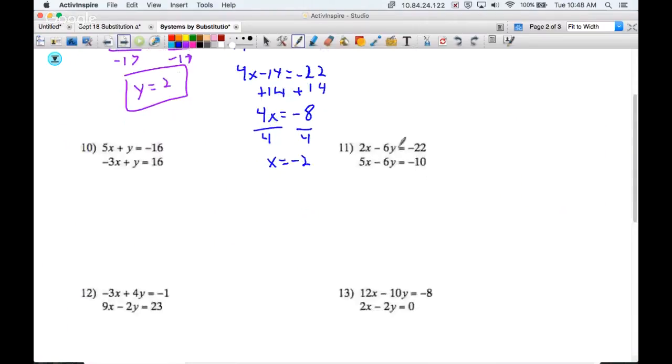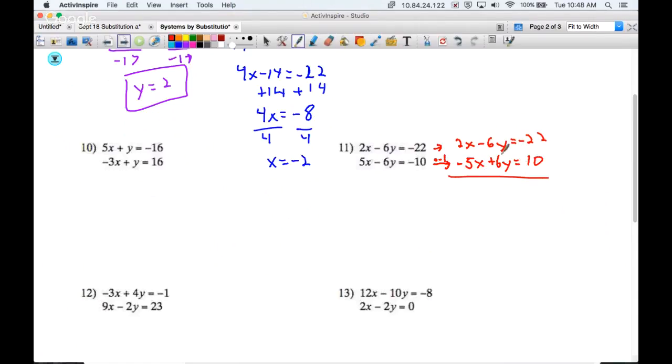Like in number 11. This might look like a zero pair, but this is actually an identical pair. What I want to do is multiply one of my equations by a negative 1 so that I'll get a zero pair. So I'll just copy that first equation, 2x minus 6y equals negative 22. But for the second equation, I'm going to multiply it by a negative 1. So it's times negative 1. It's going to flip the sign of everything, negative 5x plus 6y equals a positive 10.